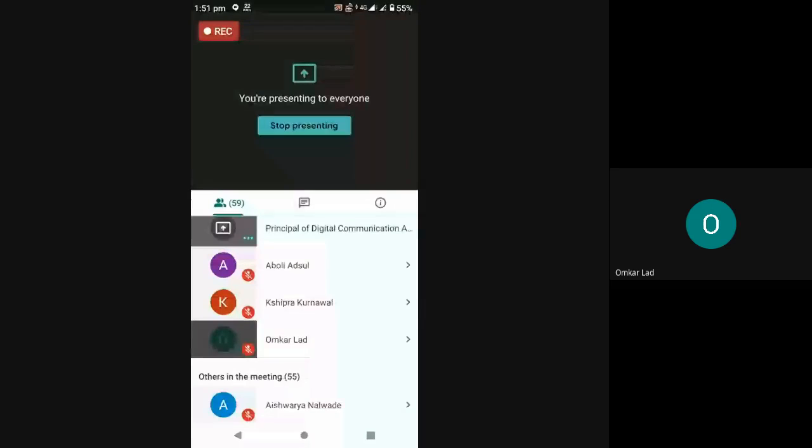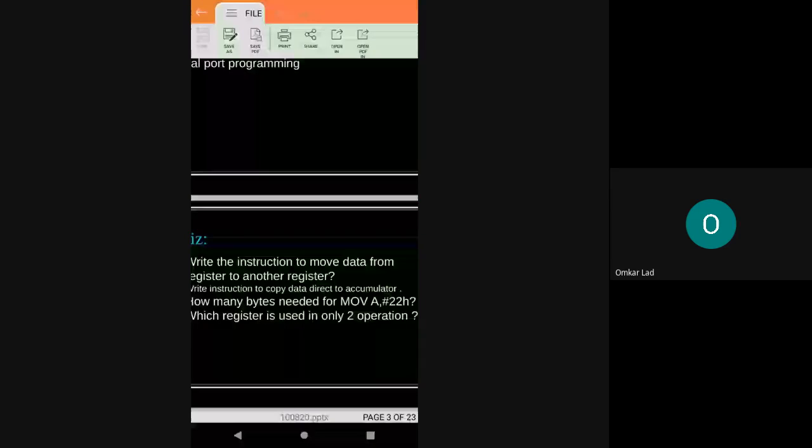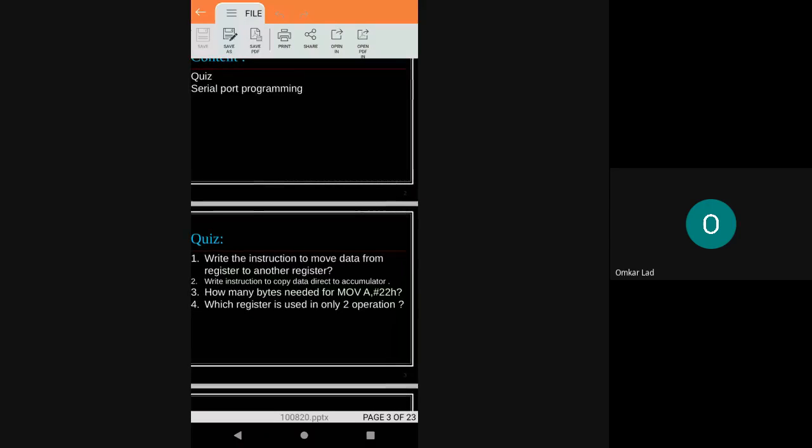I will just put that window once again in front of you. How many bytes are needed for MOV A, #22H? And which register is used in only two operations or instructions? So already we discussed that there is one special register which is used in only two operations, and nowhere else is it used in 8051. So if you are successful in recalling that, that will be a good thing for me. Otherwise, the answers are here. No issue with that.